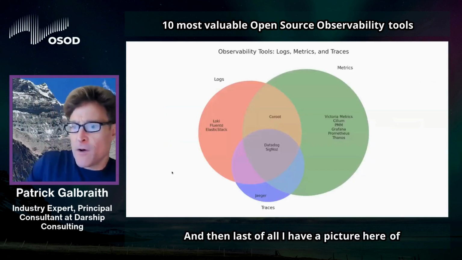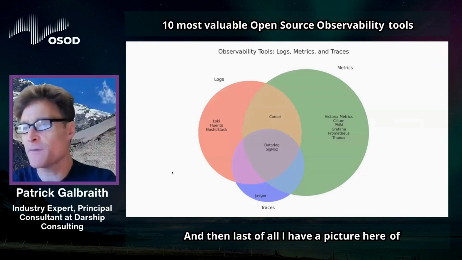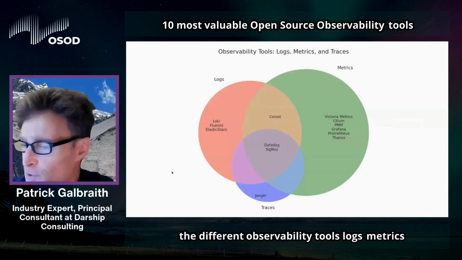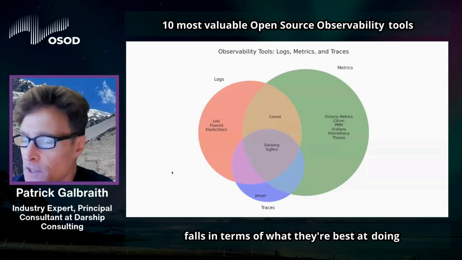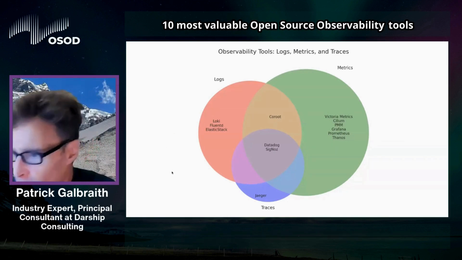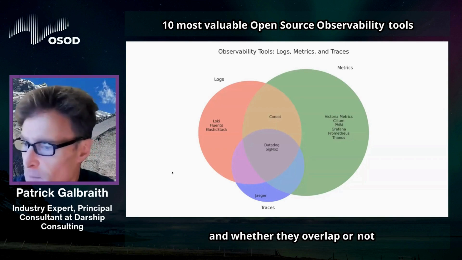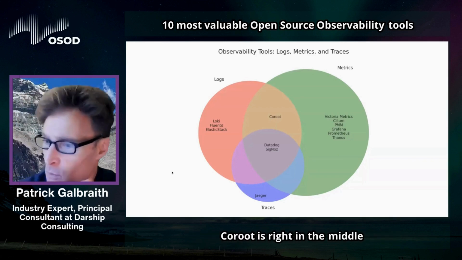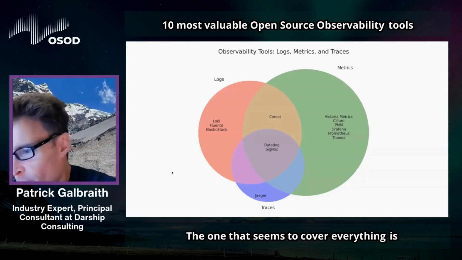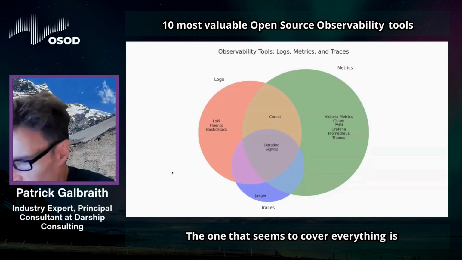And then last of all, I have a picture here of the different observability tools, logs, metrics, and traces, and where each of these tools falls in terms of what they're best at doing and whether they overlap or not. As you can see, there are some that are right in the middle there. Coroot is right in the middle. The one that seems to cover everything is SigNoz.